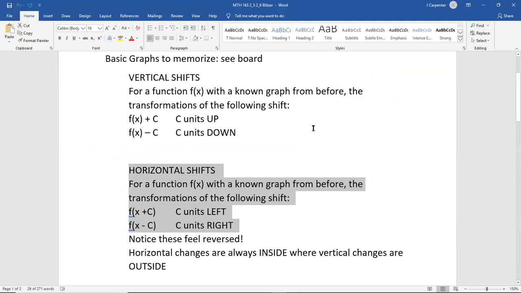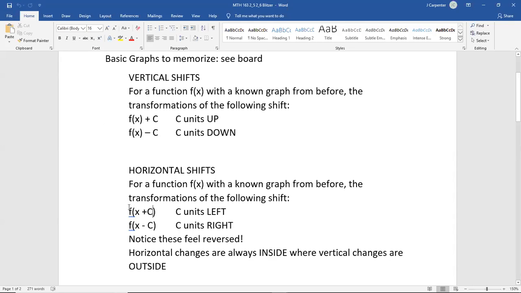So for a function with a known graph from before, in other words, we know a core, a square root, or an x cubed, or an x squared, or an absolute value, any of those. Horizontal shifts are seen in this format. Instead of the plus or minus number being outside the core, and I'm not saying they're to the right because these numbers can actually be in front of the core. It's just that they're outside and not inside.